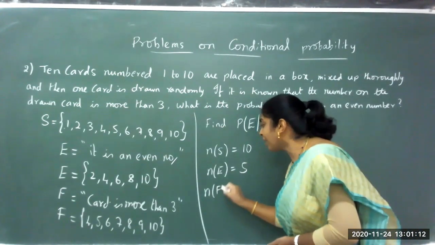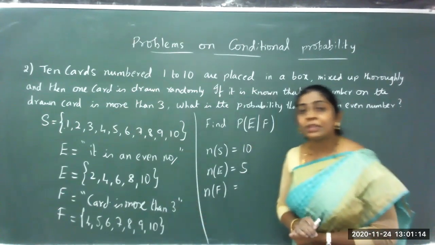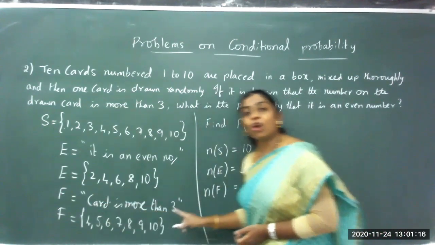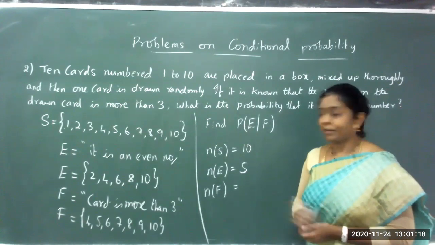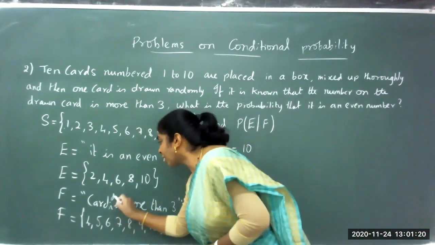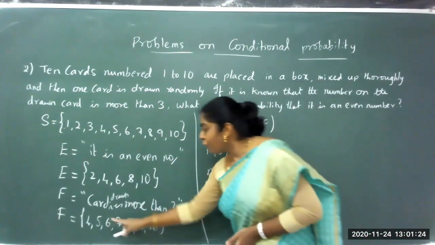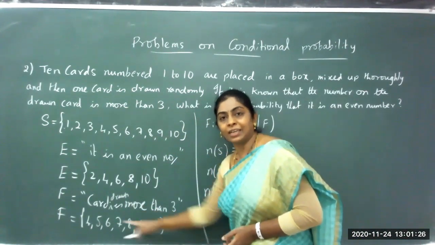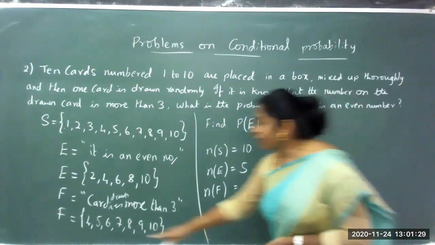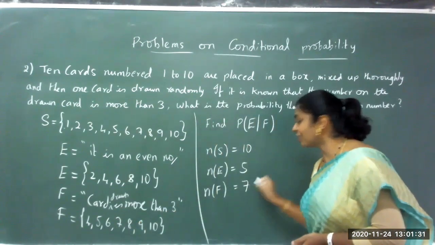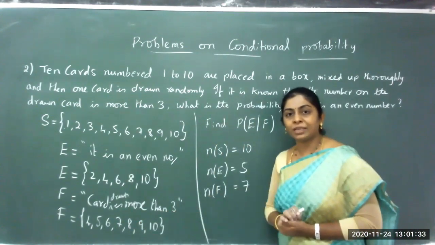Event F, how many are there? Event F is when the card drawn is more than 3. What are the cases? 4, 5, 6, 7, 8, 9, 10. So can I say how many conditions are there here? 7 conditions. 3 cards are left out, remaining 7.